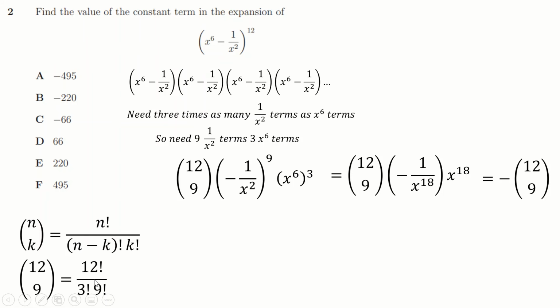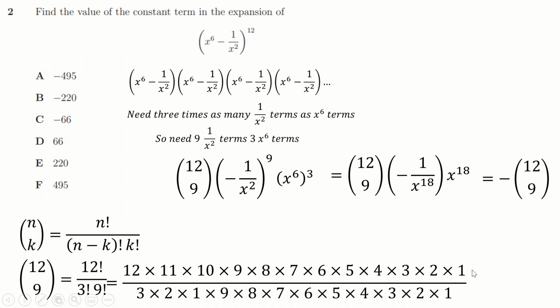Now, this is usually pretty easy to do without a calculator, because 12 factorial is just 12 times 11 all the way down. And that cancels with most of 9 factorial. All of that segment just cancels with that. So now I'm just left with this, which is fairly easy to do. I can even say, well, 3 times 2 is 6. 12 divided by 6 is 2. So all I'm left with is 2 times 11 times 10. And however you do it, you actually get this, which is B. And that's the correct answer.